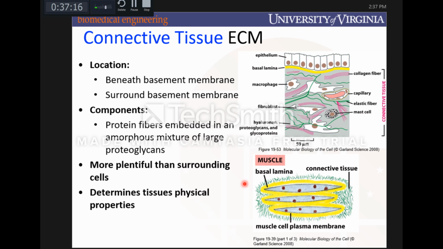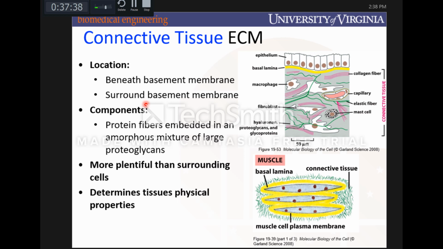So that's it for basement membrane. Any questions on basement membrane before we move on to connective tissue? Good. So connective tissue is kind of the rest of the ECM. It's not a thin sheet like basement membrane is. So for location, beneath and surround. So pretty much everywhere else that's not basement membrane or cells is going to be connective tissue ECM.